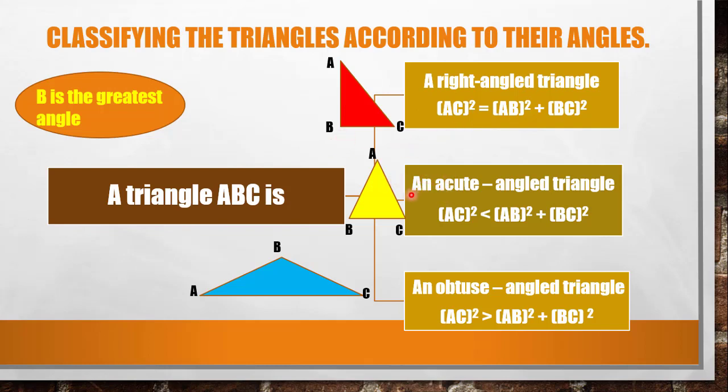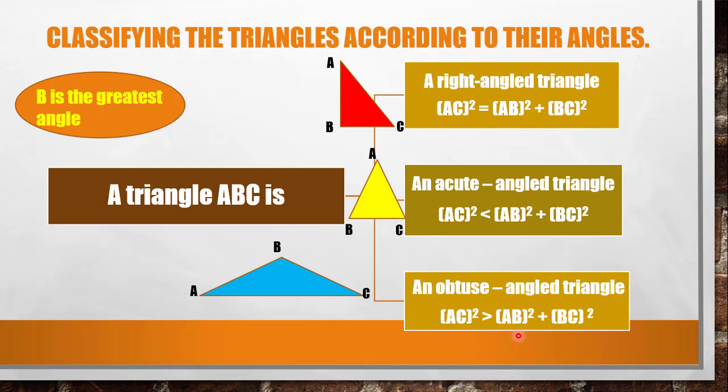Okay, if AC, which is the greatest side, squared is less than the summation of the squares of the two other sides, it means that AC power 2 is less than AB power 2 plus BC power 2, then this triangle is an acute angle triangle. If the greatest side power 2, AC power 2, is greater than the summation of the squares of the two other sides, in this case, this triangle is an obtuse angle triangle. So if AC power 2 is greater than AB power 2 plus BC power 2, in this case, this triangle is an obtuse angle triangle.